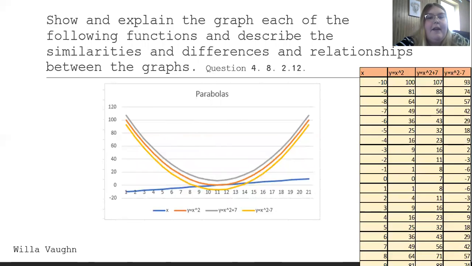So for this one, you show and explain the graph of each of the following functions and describe the similarities and differences in relationships between the graphs. So you have these 3 problems made into a parabola, which is the curved line on the graph. And you can see the vertex is pointed towards the bottom, so it would have an absolute minimum, not a maximum. And the 3 lines, they kind of correspond because they're exactly the same, but their different points make them just a little bit higher than the other, which means they're not going to touch, they're parallel.